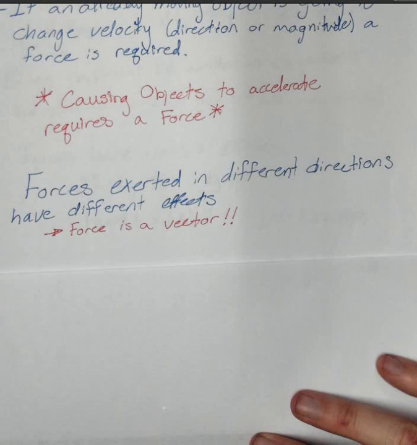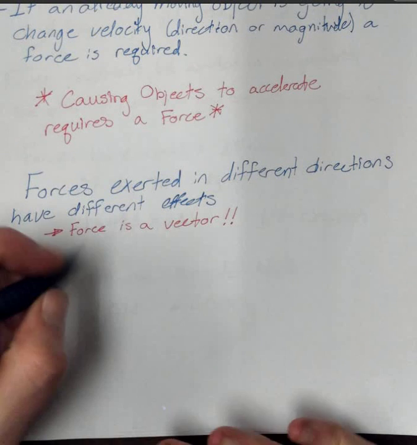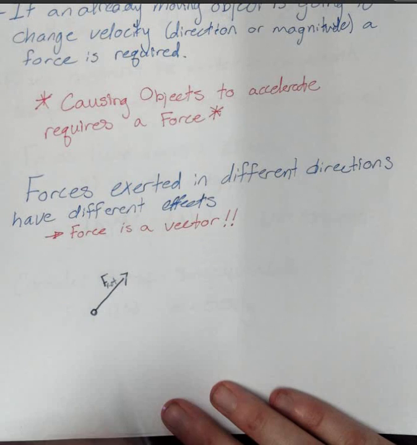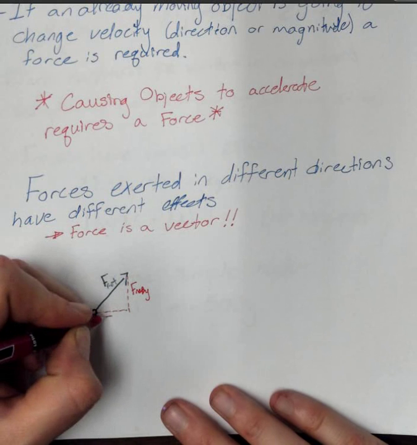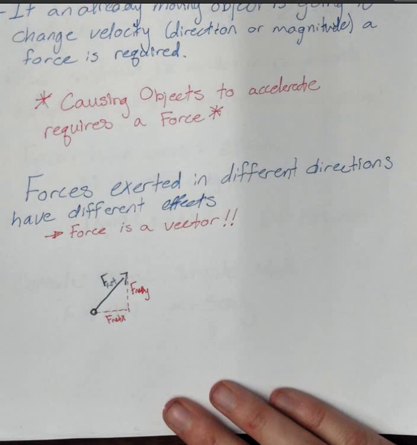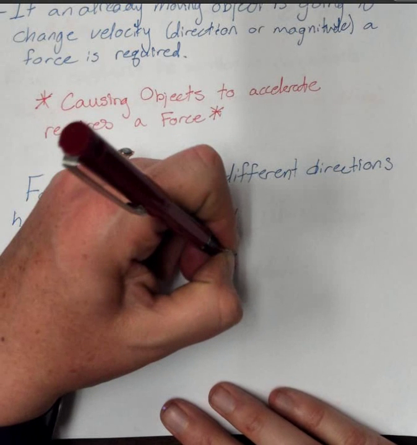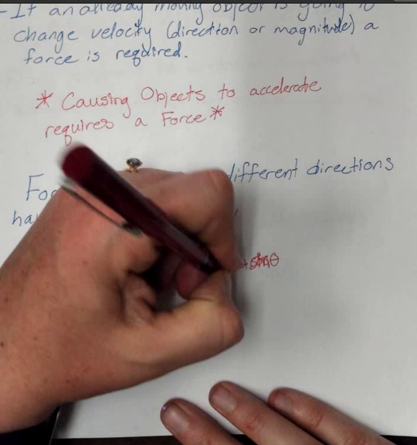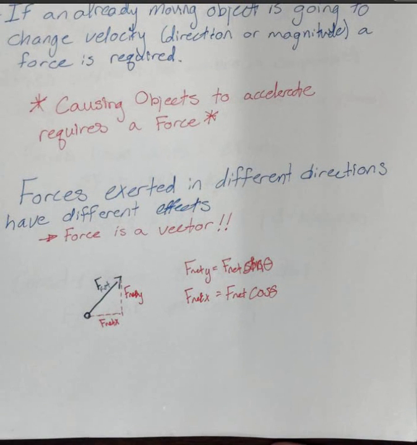Forces exerted in different directions will have different effects, which means that forces are vectors, which is a pretty darn exciting thing for you because you know how to do calculations with vectors. If you have a force, and we're going to call this the net force, we know that we can find the y and the x components of that force using vector mathematics. So that means that the net force in the y direction is going to be F net sine theta, and that the F net in the x direction is going to be F net cosine theta. And so that's pretty darn convenient that you're going to use the exact same vector addition to be dealing with forces. And that also means that forces have direction.